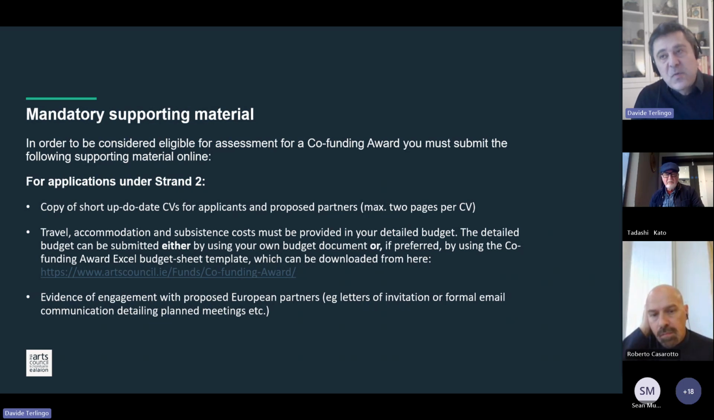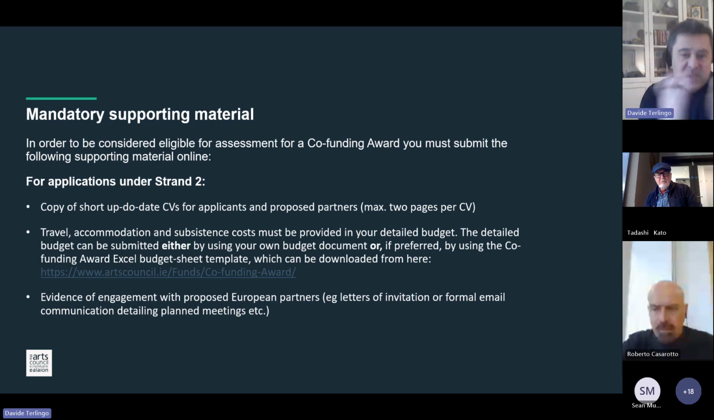Also, of course, you need to provide information about the costs: the travel, accommodation, and subsistence costs. This needs to be in a separate detailed budget. And you can have two options here. You can create your own budget for Strand 2, not for Strand 1, but for Strand 2, because it's a much simpler representation of costs.